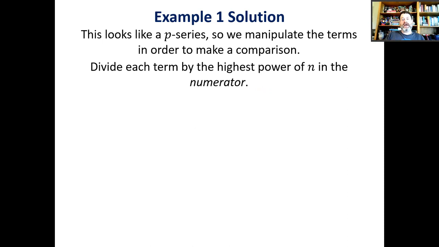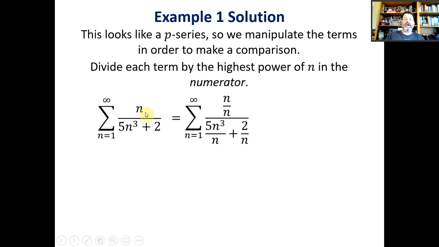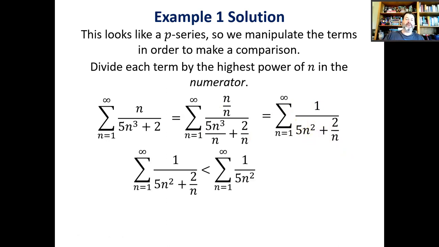So we're going to divide by the highest power of n in the numerator. This is different than limits, what we did before. We're not taking a limit here. We're just comparing. So here we have an n. We'd like this to be just a number, so we divide everything through by n. Then we simplify. n over n is 1. 5n cubed over n is 5n squared. And 2 over n stays 2 over n. This tells us what to compare. Now we just look at the highest power in the denominator and make a direct p-series comparison.